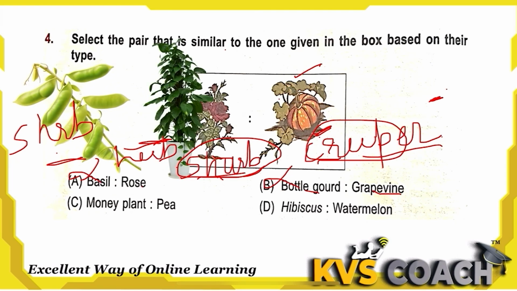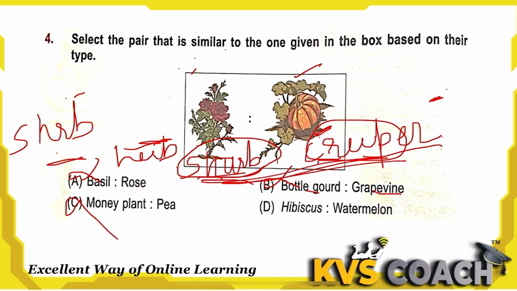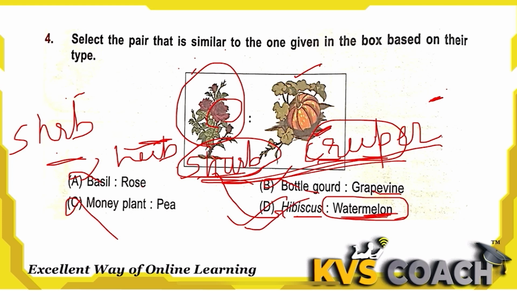Next one is money plant and pea. Money plant is a climber plant and pea is also a climber plant. They both are climber plants. It means this is not the correct pair, but we need shrub and creeper. Fourth one is hibiscus and watermelon. Hibiscus is like a rose. It has big red flowers and this is a shrub plant. And watermelon is a creeper plant because watermelon grows along the ground. It means option D is the right answer.